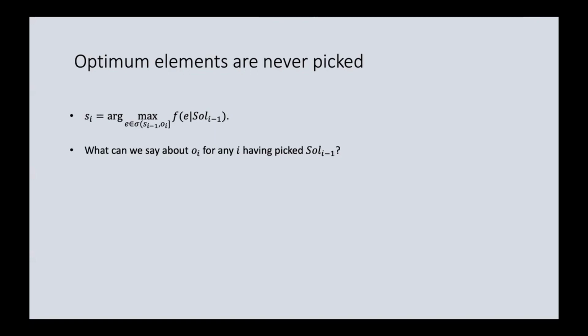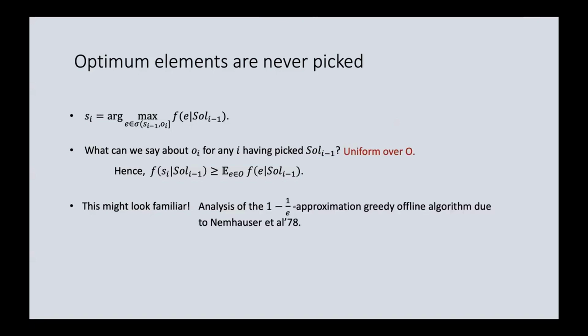Well, notice that no matter what the input permutation of the opt elements, sol i minus 1 is always the same. This basically implies that Oi is uniform over the set of opt elements. Using this fact, we can conclude with this inequality. And this inequality might look familiar because this reminds us of the 1 minus 1 by e approximation of the greedy offline algorithm. And indeed, this is a 1 minus 1 by e approximation if opt elements are never picked.